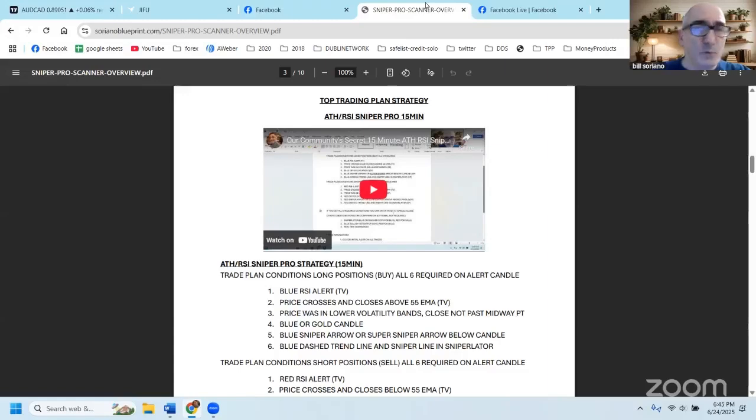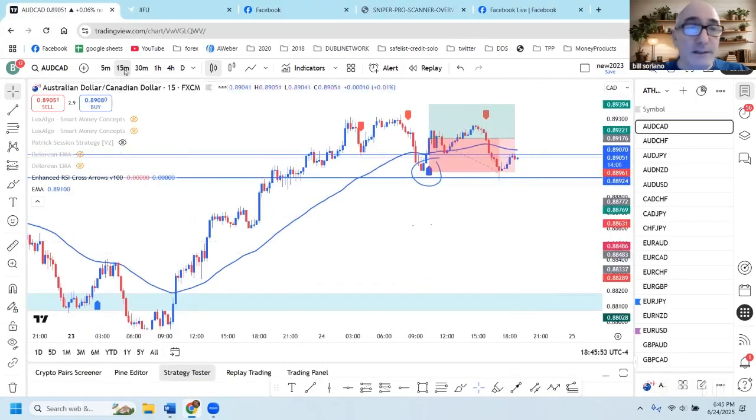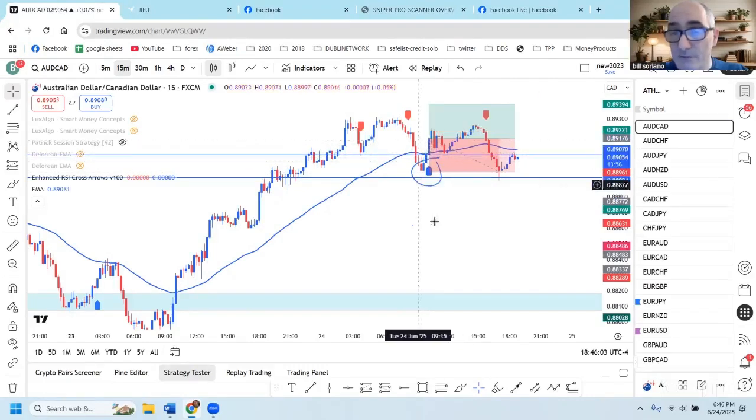And so this morning I was showing you this potential trade idea in OddCAD, right? So we had the ATS indicator go off here. Again, we're on the 15-minute. And this was about 10:15 a.m. this morning, right? We had the candle that closed. It came from below the 55, closed above the 55, right? So those were the first 2 conditions.